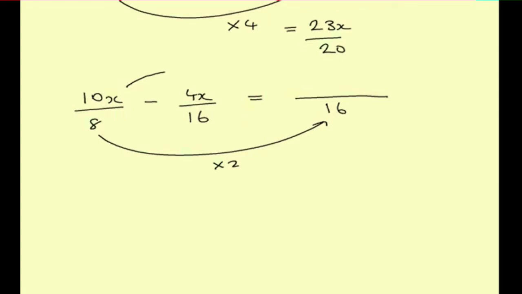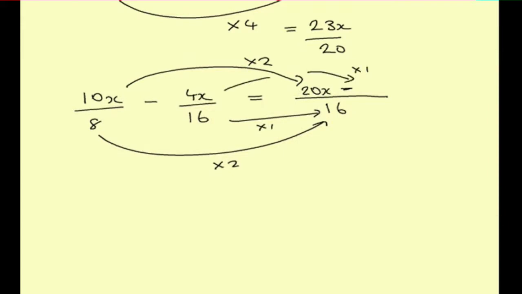so times the 10x by 2 to get 20x. Put the subtraction there as we're subtracting. 16 into 16 goes once, so just times the 4x by 1, so it's just the same, 4x. So we get 20x take away 4x, well that's going to be 16x over 16, so the 16s will cancel and I'm left with x.